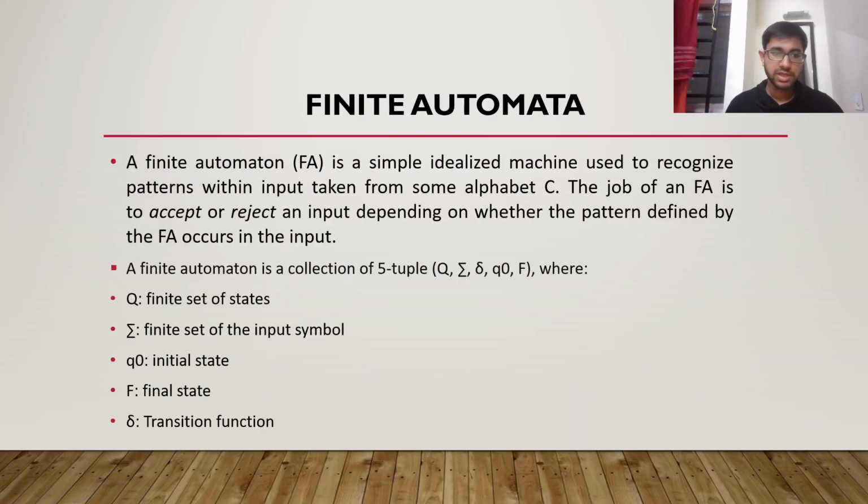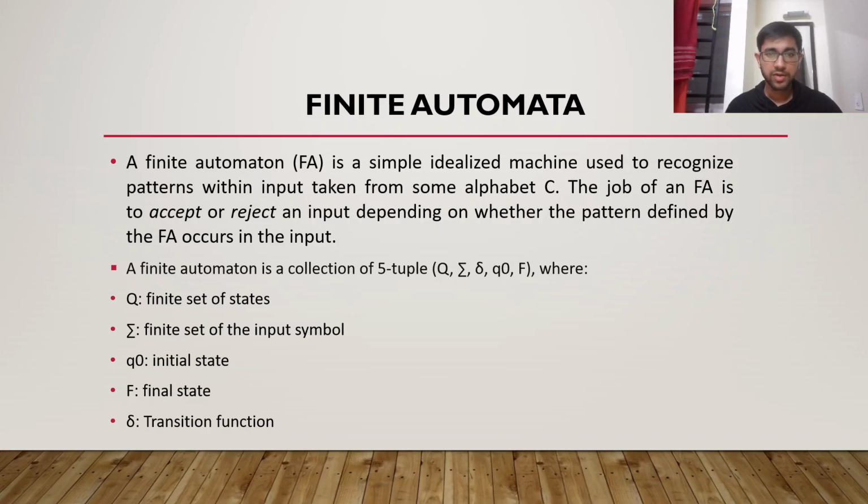What is finite automata? A finite automata is a simple idealized machine which is used to recognize patterns within input taken from the alphabet sigma. The job of a finite automata is to accept or reject an input depending on whether the pattern defined by the finite automata occurs in the input. Now, what does finite automata consist of? Finite automata consist of five tuples. First, Q, second, sigma, third, delta, fourth, Q naught, fifth is F.